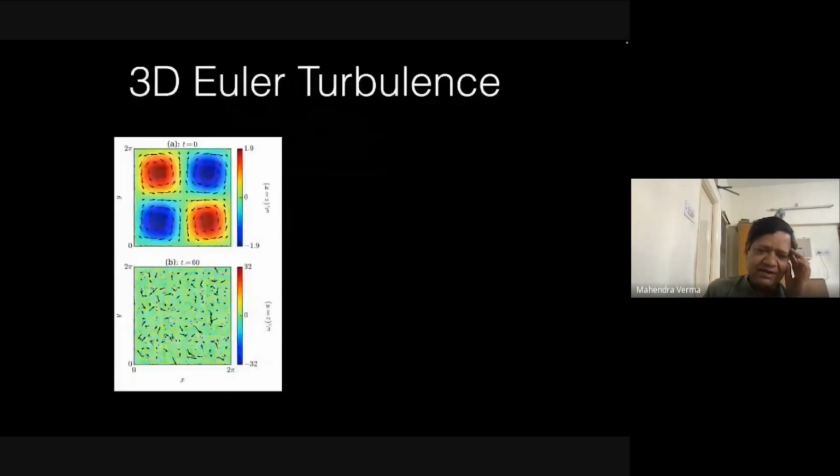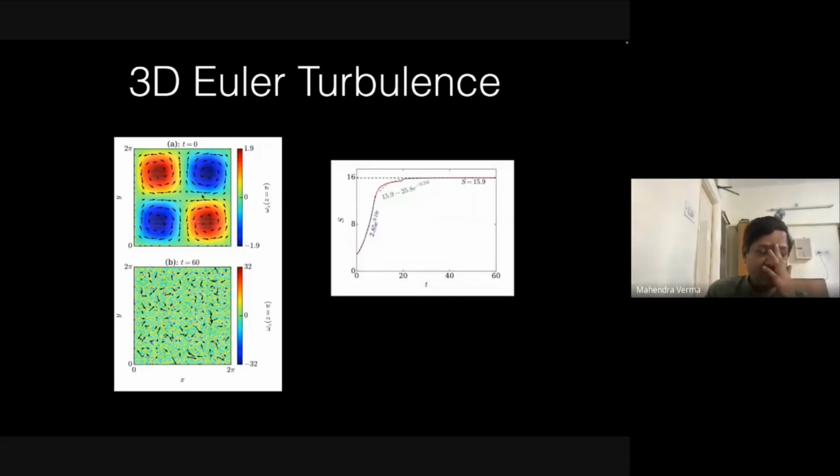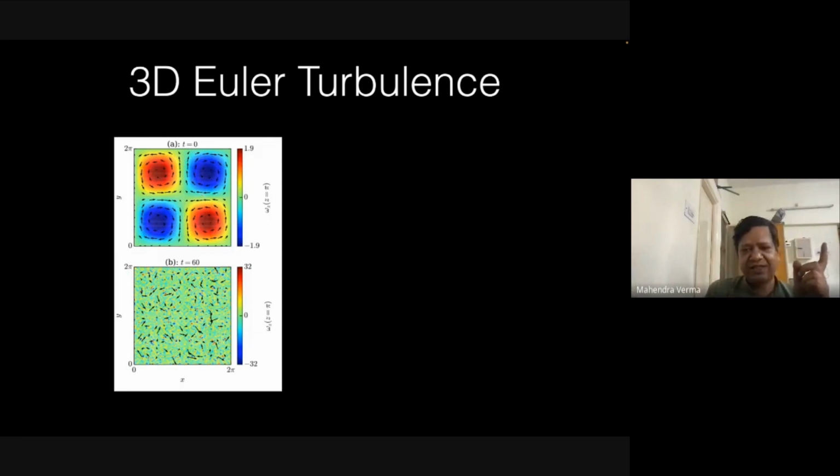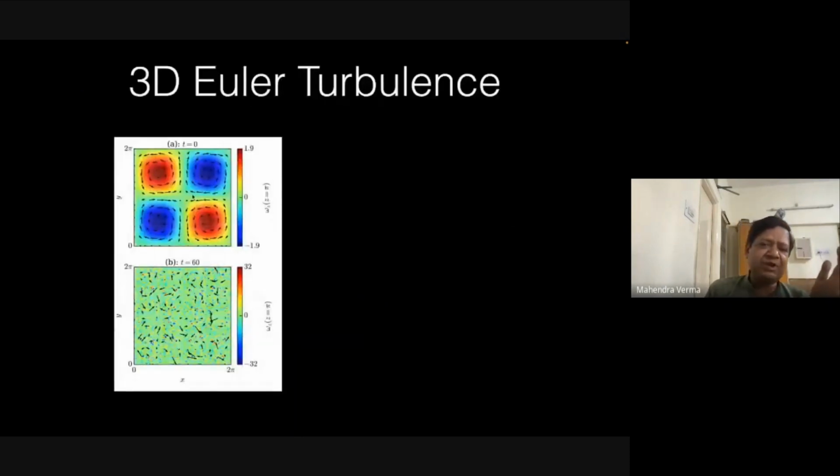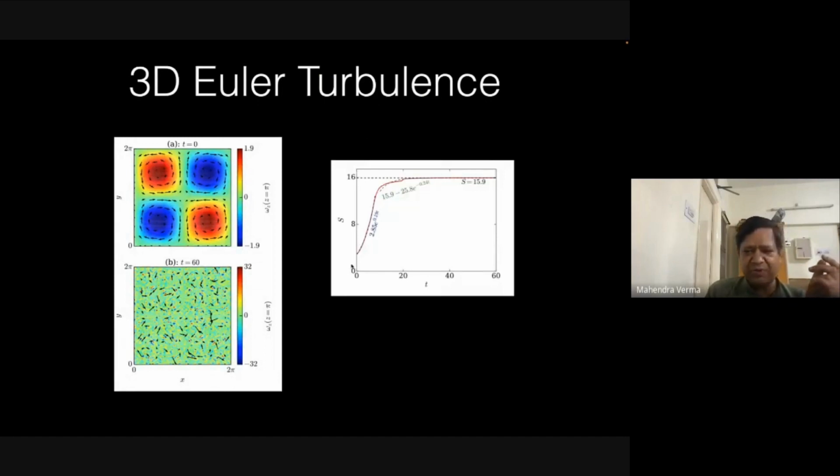Now let's look at what happens for 3D Euler flow. I start with this initial condition and I reach here. I can compute entropy for this. If it is ordered, entropy will be small. In fact, entropy is very close to zero for this. If energy is focused only on a single wave number, so Pk is 1 for one wave number and 0 otherwise, entropy will be 0, since Pk log Pk is 0. But here, of course, energy is distributed among several wave numbers, so it is non-zero, but it is small.